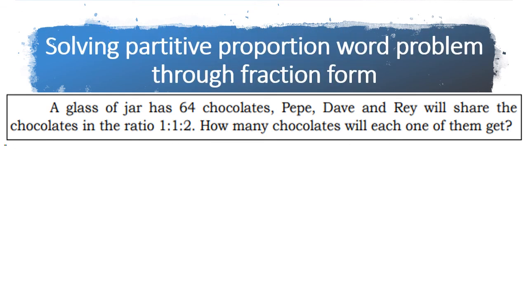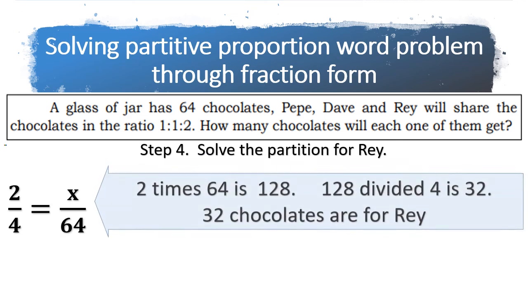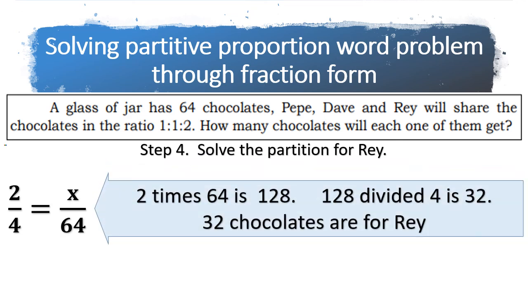Step 4. Solve the partition for Ray. Multiply the complete term. 2 times 64 equals 128. 128 divided by 4 is 32. 32 chocolates are for Ray.